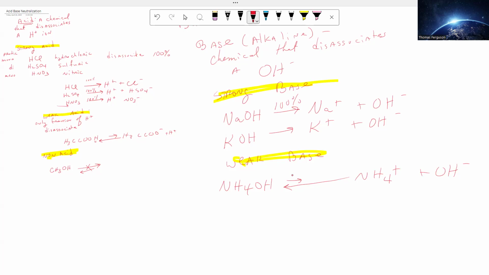And what this does when it hits water, it breaks down into ammonium ion plus OH. So you're really cleaning with a hydroxide ion when you're using ammonia. When ammonia mixes with water, it forms ammonium hydroxide. Ammonium hydroxide breaks down to that. And that's what dissolves grease.